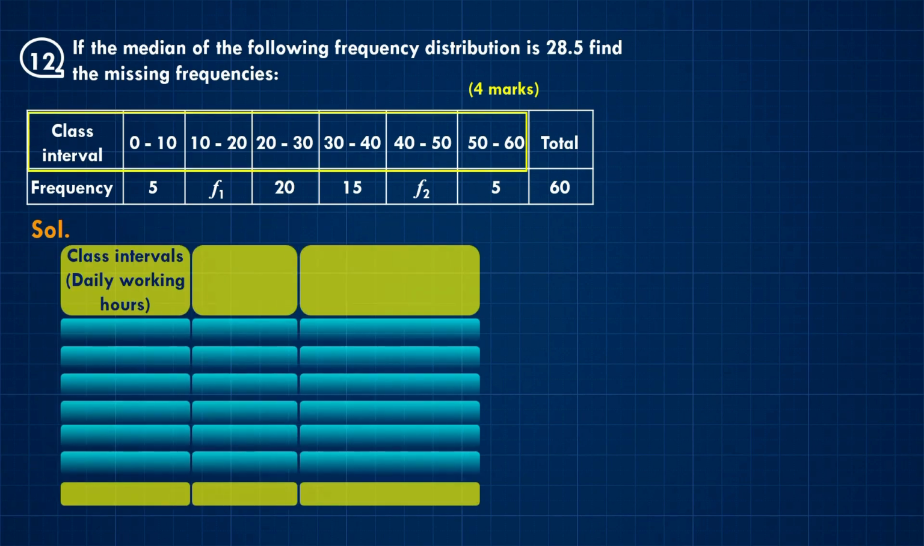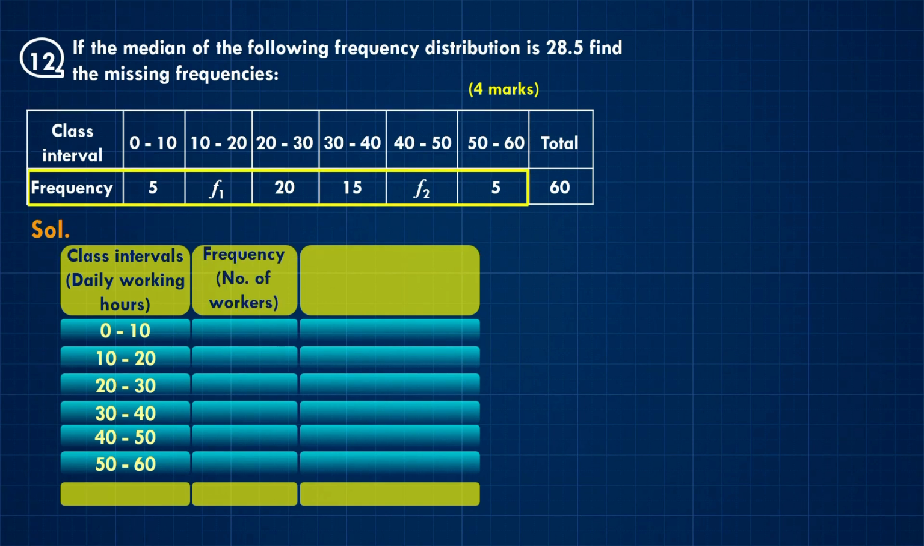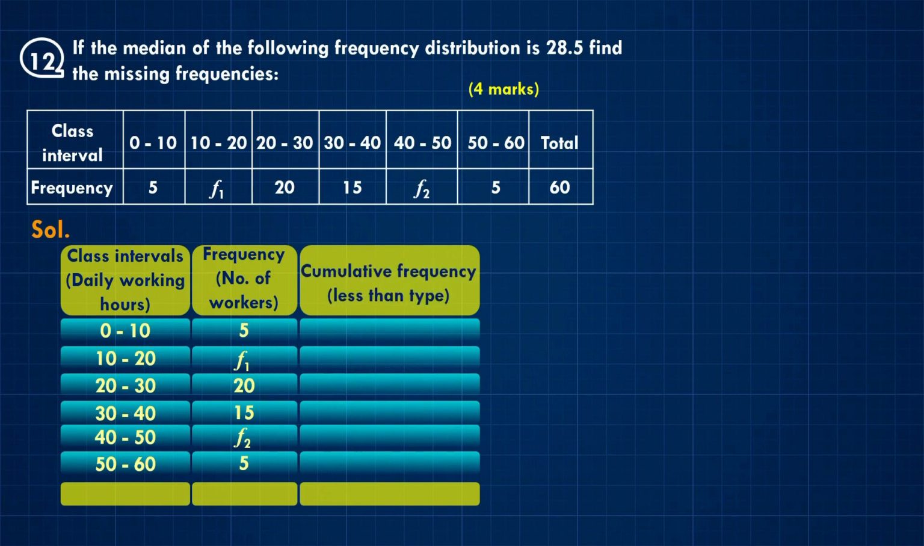First we are going to check if it is continuous or not. Yes, it is continuous, so you just directly copy the class interval. Now the frequency, we will copy. Now we have to do the cumulative frequency. We know that we just keep on adding the subsequent frequencies, and we will get the cumulative frequency. So the first one will be the same, 5, then we will have 5 plus F1, then we have 5 plus F1 plus 20, that is 25 plus F1. In this way, if you keep on adding, we will get the cumulative frequencies.